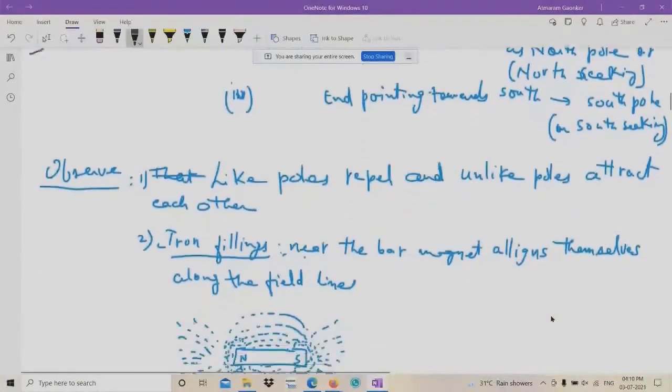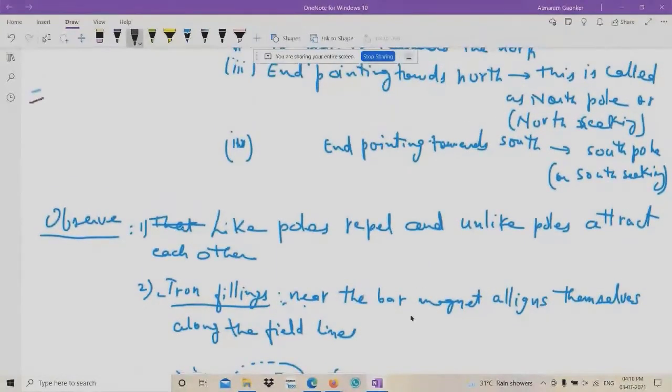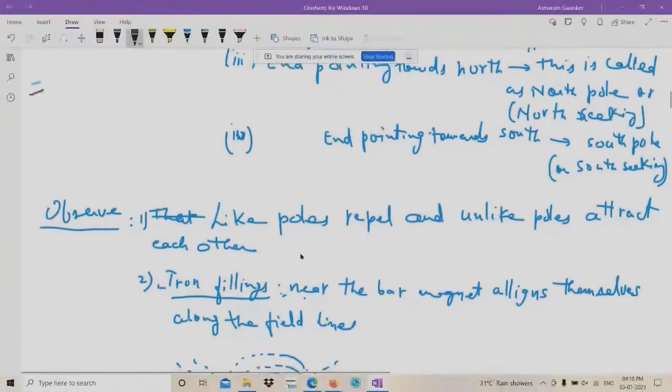So what we observe is that if we take two magnets, then like poles repel each other. North poles repel each other, and unlike poles attract each other. If you bring north and south together, they will attract each other. That is the characteristic of the magnet.